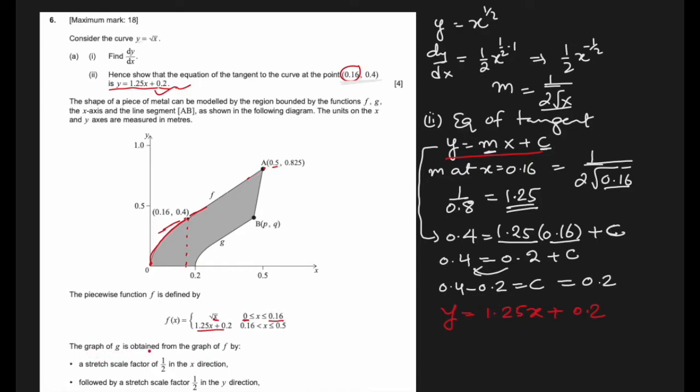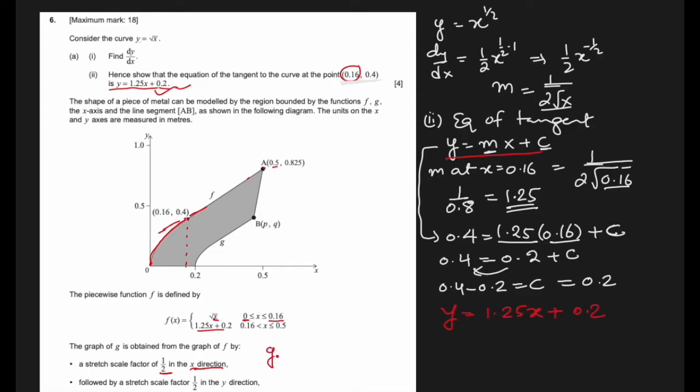The graph G is obtained from the graph F by a stretch of scale factor half in the x direction. Okay, so whenever there is a stretch factor of half in the x direction, that means the function will be f of, not f(x) this time, g(x).